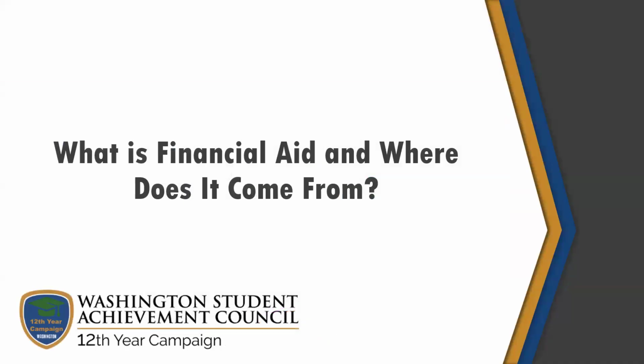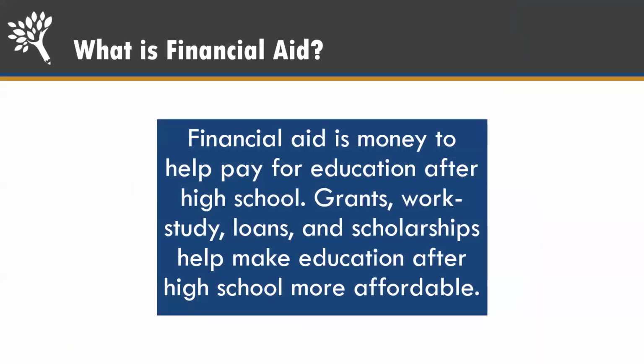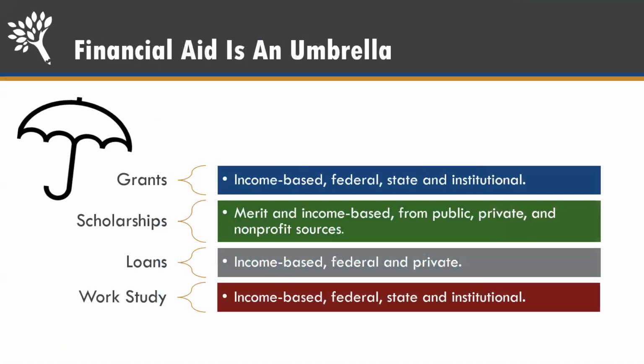So what is financial aid and where does it come from? Financial aid is simply money to pay for education after high school. And so what this does is it takes different types of funding like grants, work study, loans, and scholarships, and it just helps make that education more affordable. When we talk about education after high school, I think there are misconceptions from students that this only applies to maybe a bachelor's degree or four-year schools or even two-year schools. But the reality in Washington is it can be applied to so much more. We'll talk more about that.